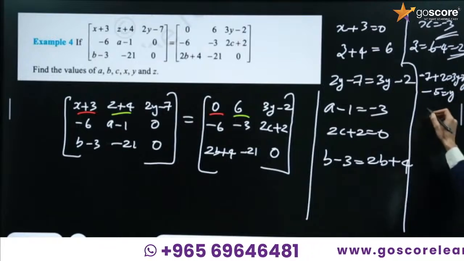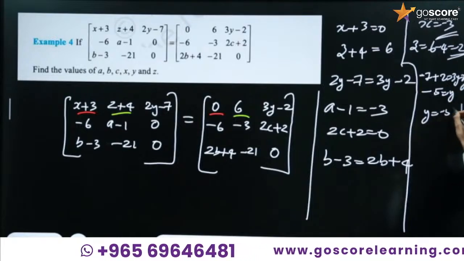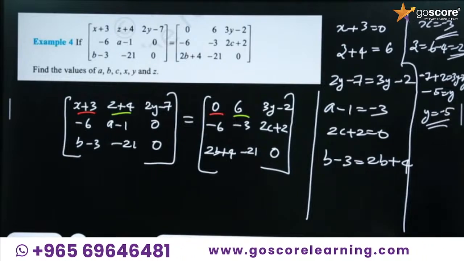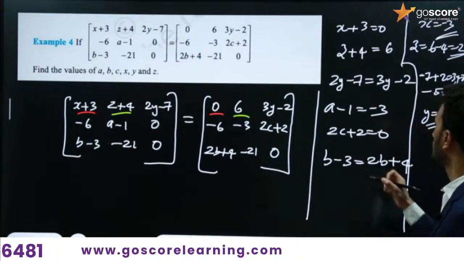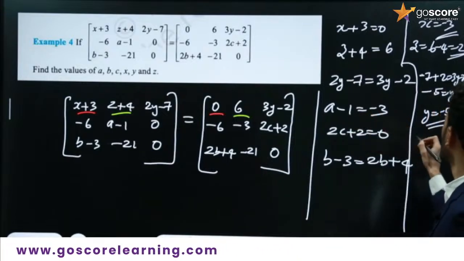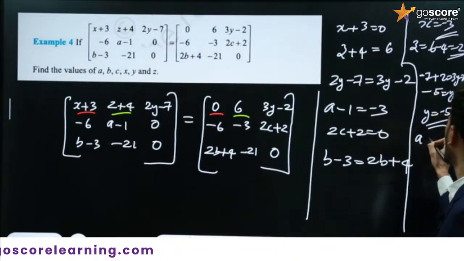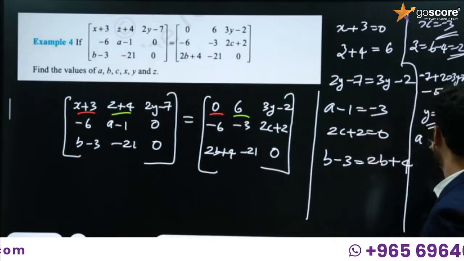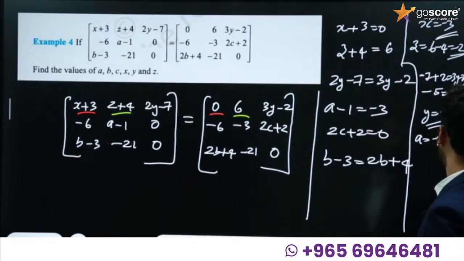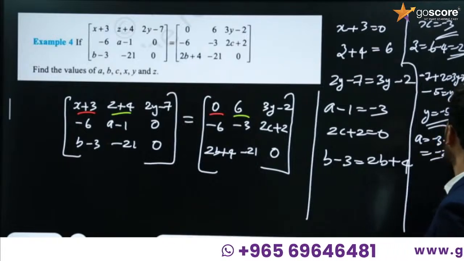3y minus 2y, this y. So y is equal to minus 5. X is equal to minus 3, z is equal to 2, y is equal to minus 5. Then a minus 1 is equal to minus 3. I am taking this minus 1 to this side, so it will be plus 1. So it is minus 3 plus 1, that is equal to minus 2.